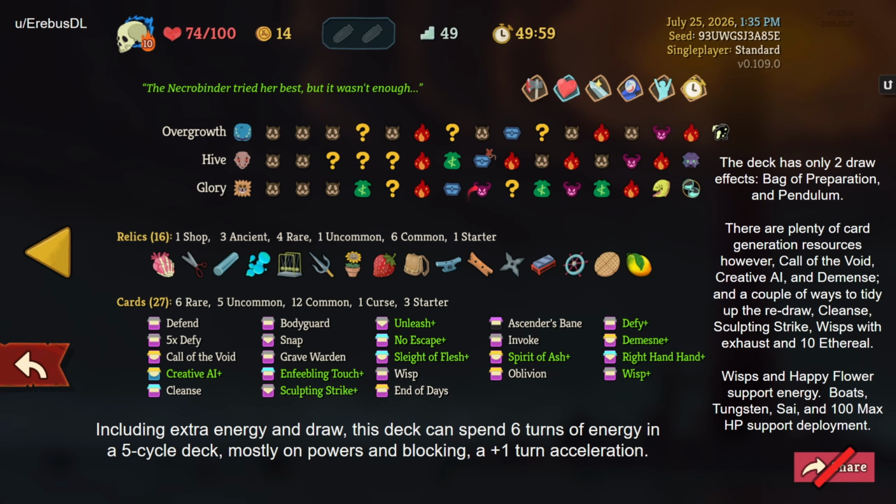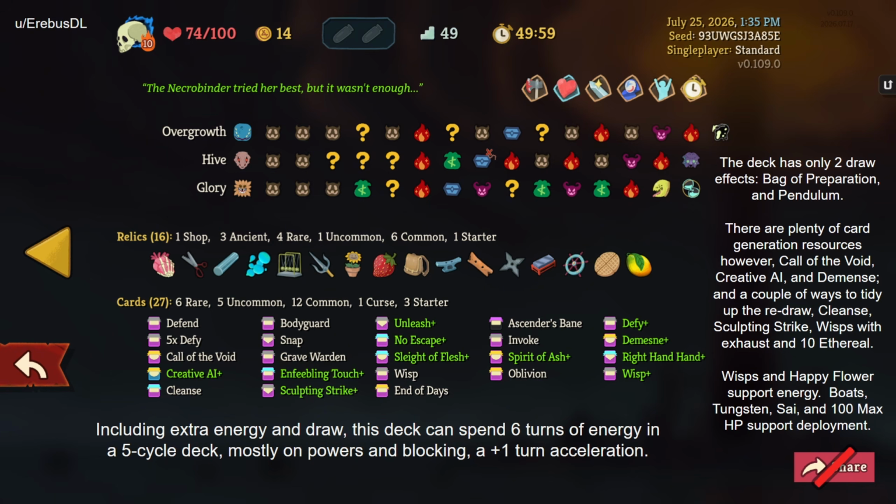You can see as well, they didn't even get an Act 2 shop after their treasure map. They had to wait all the way until floor 4 after 3 fights in Act 3 to get their shop. But then they did get the 3 shops throughout the act, which is where they got all these relics. Towards the end of the game here, though, the deck only really has 2 card draw effects after everything. They've got a bag of preparation and they've got the pendulum.